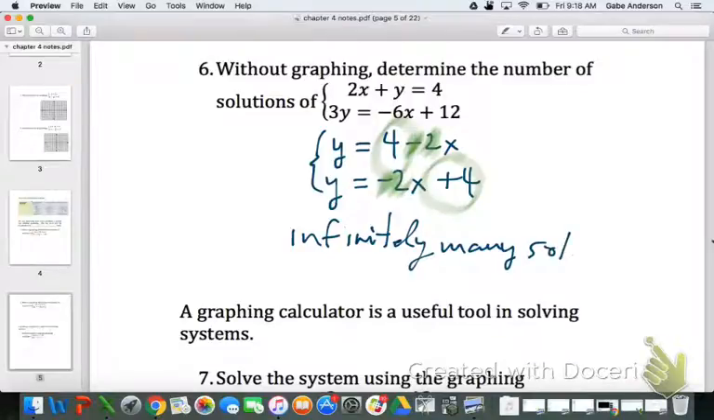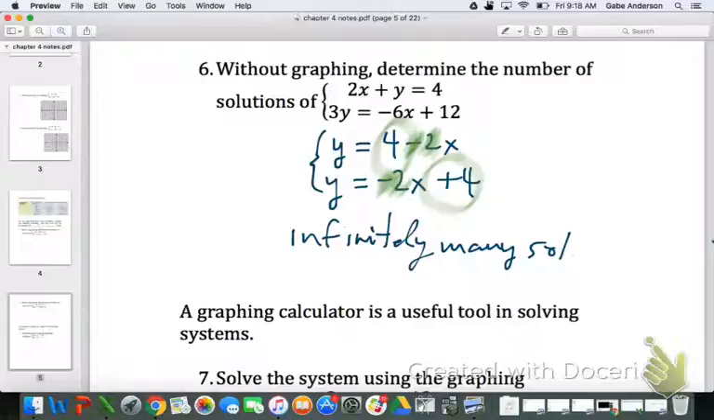What if we had done what we just did with Colby, and we said, okay, the slopes are the same, but what if the y-intercepts were different? Parallel lines, meaning no solution. Right, the lines would never cross. So that's also a possibility.